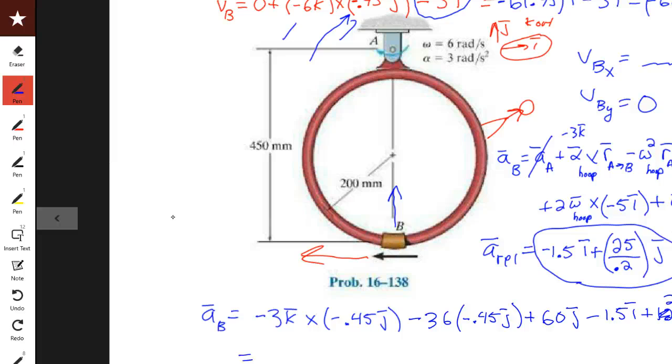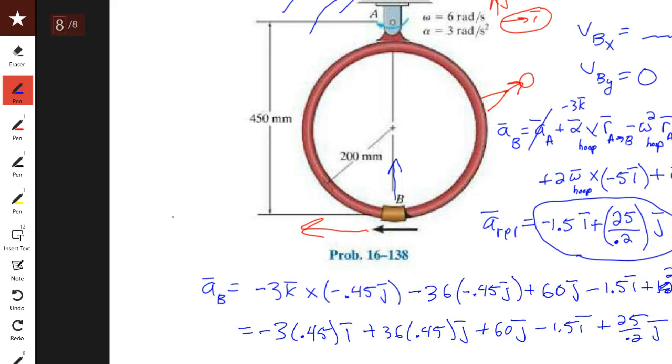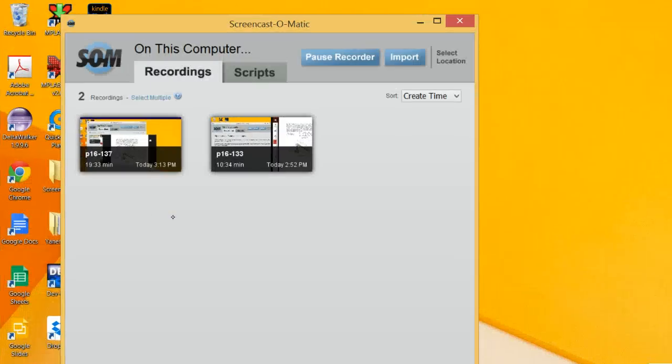So now let's do the cross product here. Minus 3 times 0.45. k cross j is minus i, so this ends up being a negative i. And then minus is plus 36 times 0.45 j, plus 60 j, minus 1.5 i, plus 25 over 0.2 j. You just add up your j's, add up your i's, boom, and you've got the acceleration of B. Okay, so that's that, and I think that was the last one you asked me to do, so we're done.